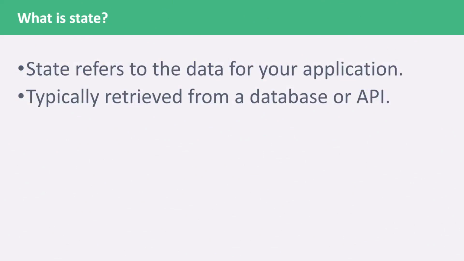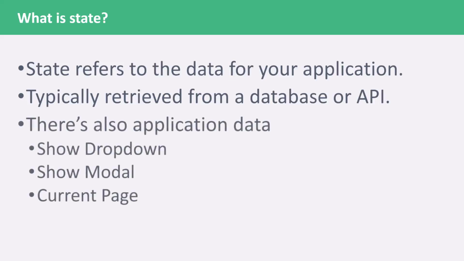State refers to the data in the application. This can be data retrieved from a database or API, data like a blog post, product, or media content. You can use the state to store application data too. There are certain types of data you wouldn't normally store in a database. However, they're still necessary for your app to function correctly. For example, a simple dropdown. If a user clicks on a dropdown button, then the contents of that dropdown should be shown. If they click away from that dropdown, then the content should be hidden. This is the type of data you would have to keep track of.